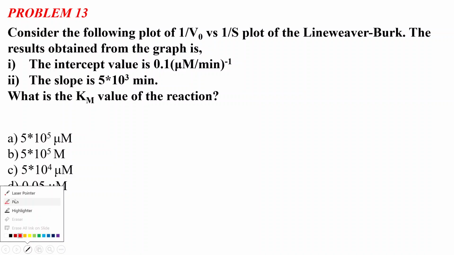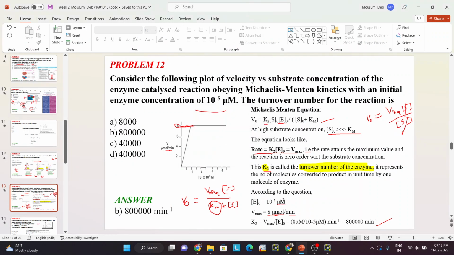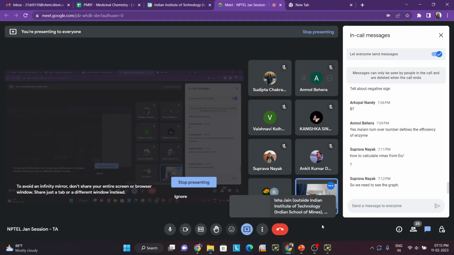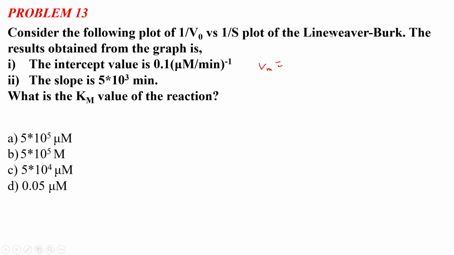And one more thing, if you don't remember this kind of plot, there is a basic equation. You all know the Michaelis-Menten equation, which is a very basic equation. If you don't remember right now what the Lineweaver-Burk plot is, you remember the Michaelis-Menten equation. It is V0 equal to Vmax into S divided by Km plus S.